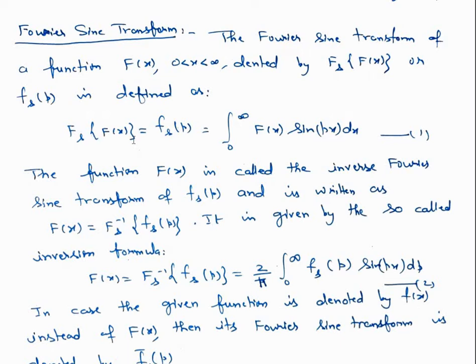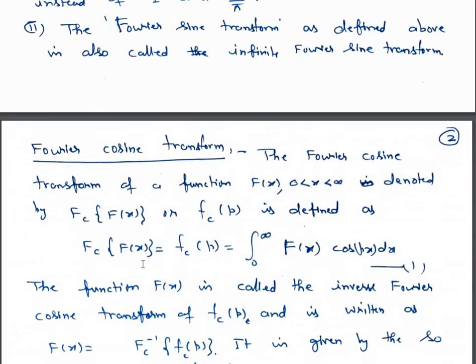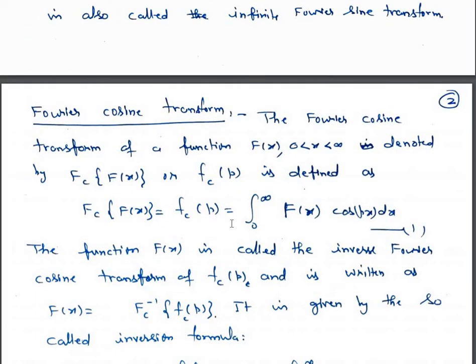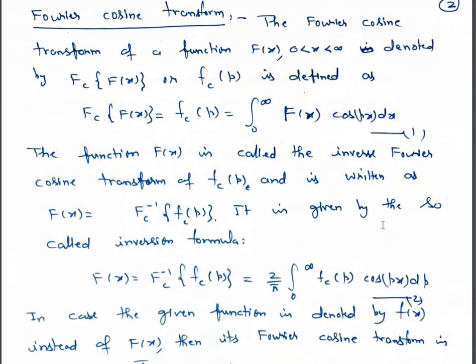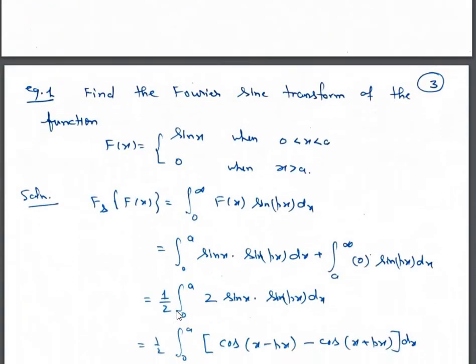Fourier sine transform of a function is given by integral 0 to infinity f(x) into sin px dx, and Fourier cosine transform of a function f(x) is given by integral 0 to infinity f(x) cos px dx. Now we shall take few examples based on these two formulae.